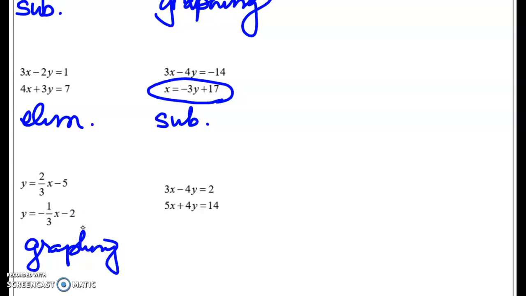And then the last one, notice everything is lined up beautifully, and if I added them right off the bat, the y's would drop off. So this would be done by elimination.